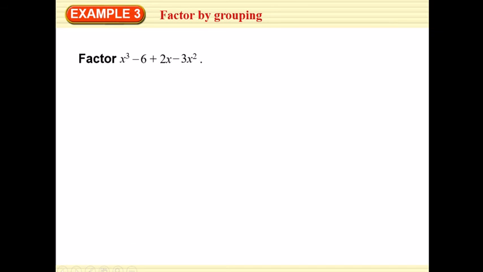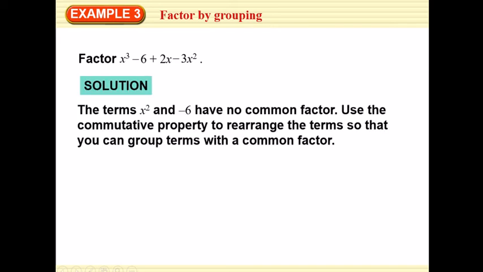So here's example 3, and I want to see what I can do to tackle this one. If you're observing, this is an x cubed, then you have your constant, and then you have your single x term, and then your x squared. It's not in order, so what we want to do is write it in proper polynomial decreasing order here. So the terms x squared and negative 6 have no factor. That should be an x cubed.